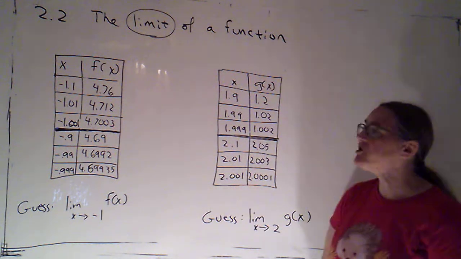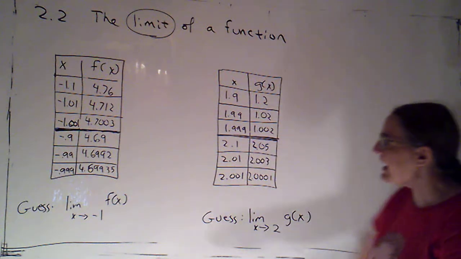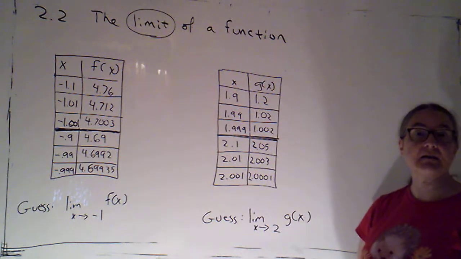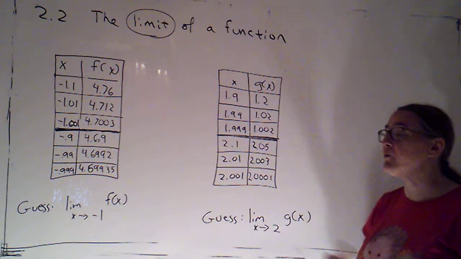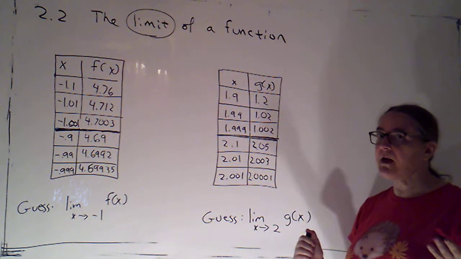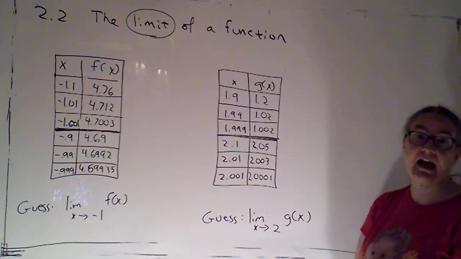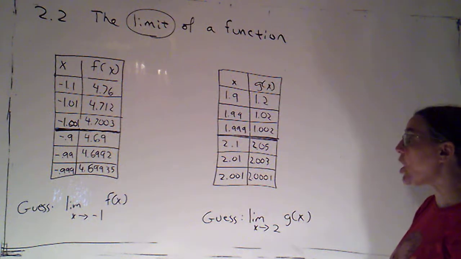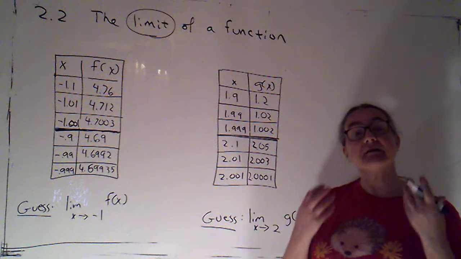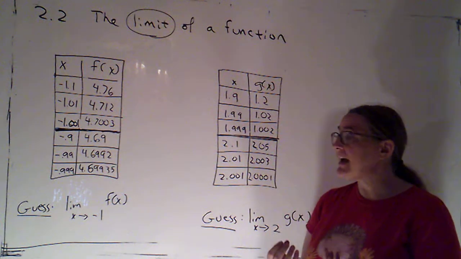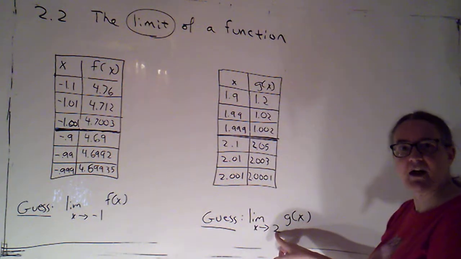What I want you to do is just pause the video, take a look at these two tables, and make your own guess for these limits. I will mention there's a good guess to make in both cases. We're never going to be able to know whether our guess is correct or not if this is all the information that we have. Because a table of values is only going to allow us to make a guess. Because the limit is what we would expect as we get arbitrarily close to the x value in question.